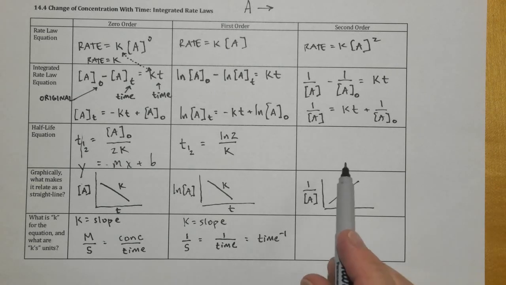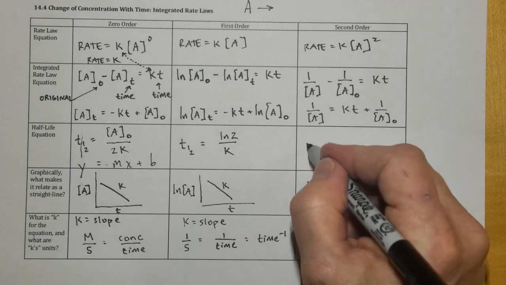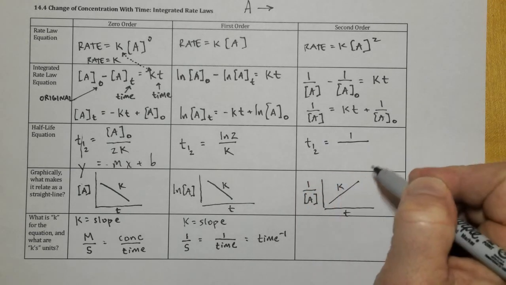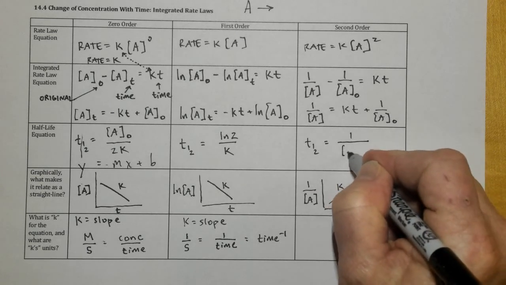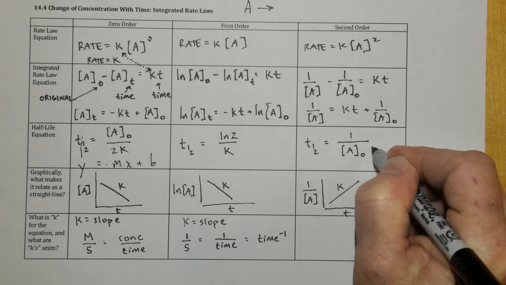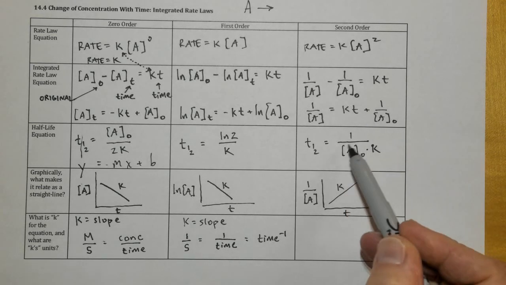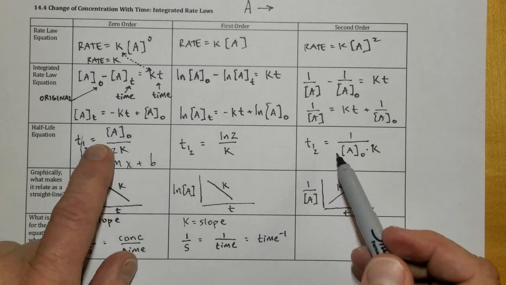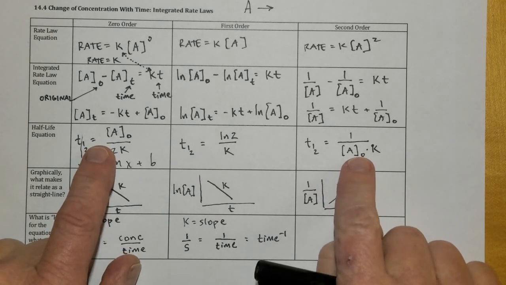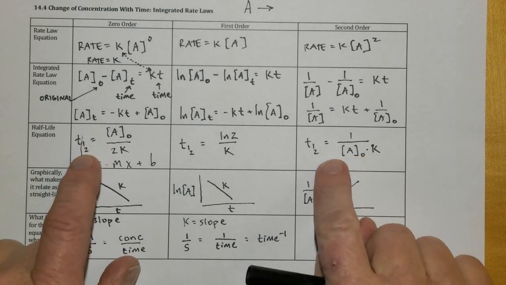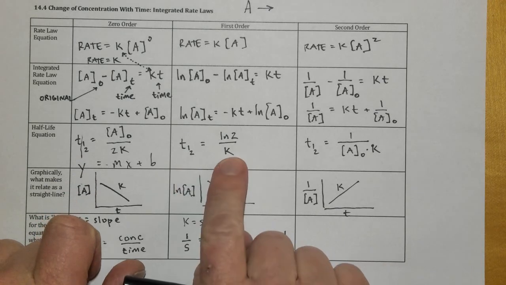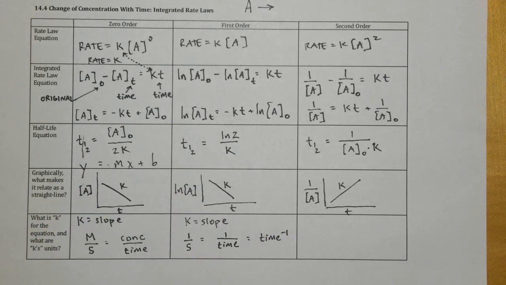And then the half-life for this guy turns out to be t1/2 is equal to 1 over A original times k. So you can see that the original amount does affect the half-life right here. Both the zeroth and the second order, you have the original amount affecting how much time it takes to get to half the amount. Whereas in the first order, notice it's independent of that amount.